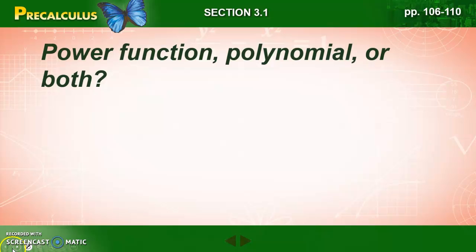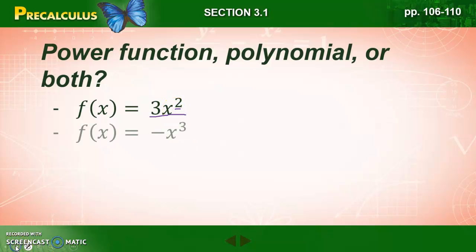So let's see if you can classify power function, polynomial, or both. What about this function, f of x equals 3x squared? Which one is it? Well, hopefully you said both. It is a power function. It is also a polynomial. It's a power function because there's only one term. We know our coefficient and we know our exponent. We don't know our base. But it can also be a polynomial, because we have this term and we have a positive exponent. Okay, that would be a monomial.